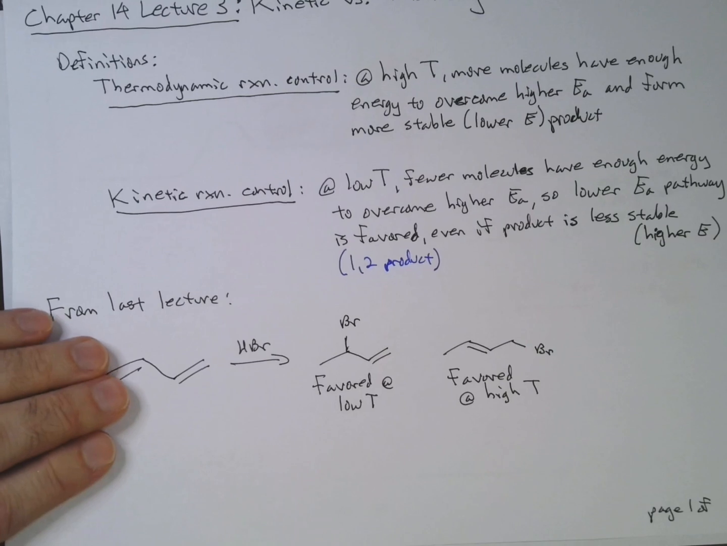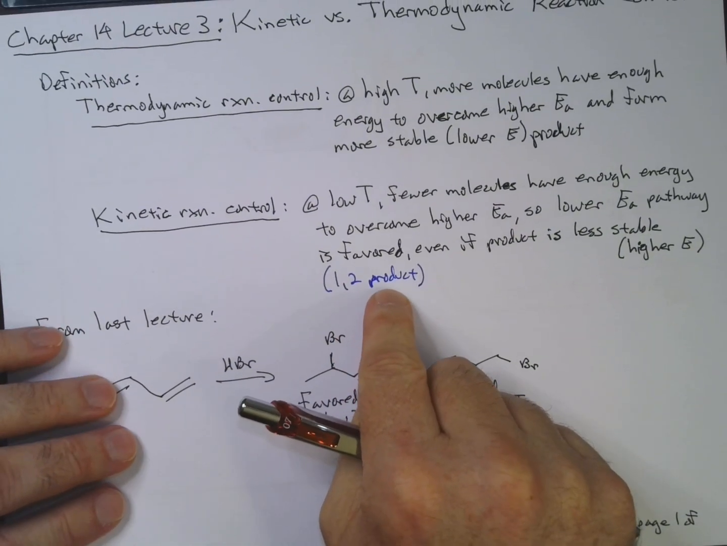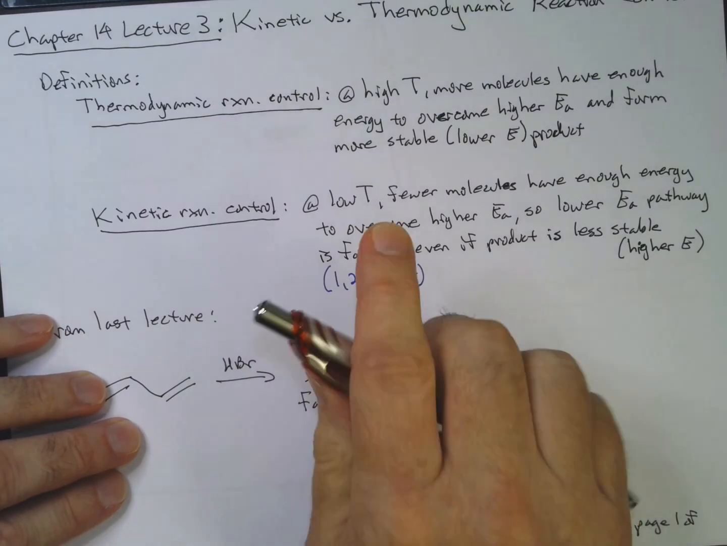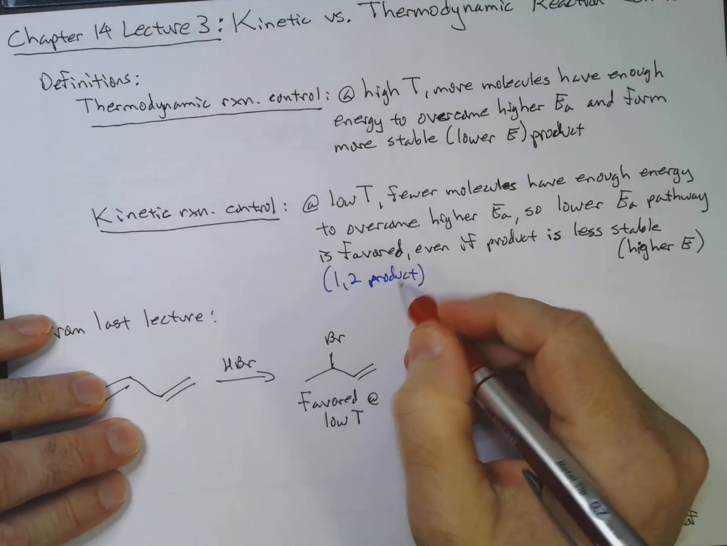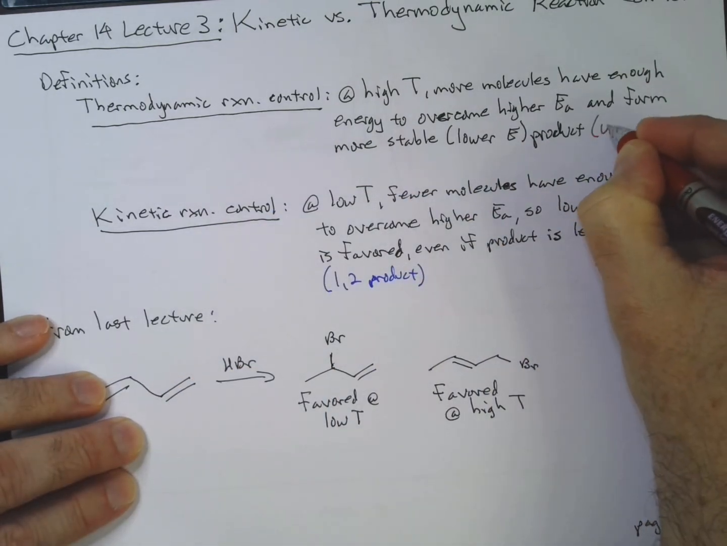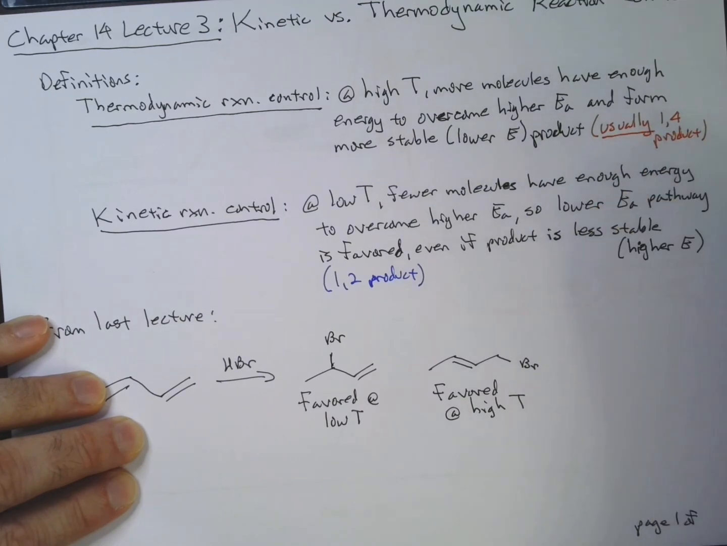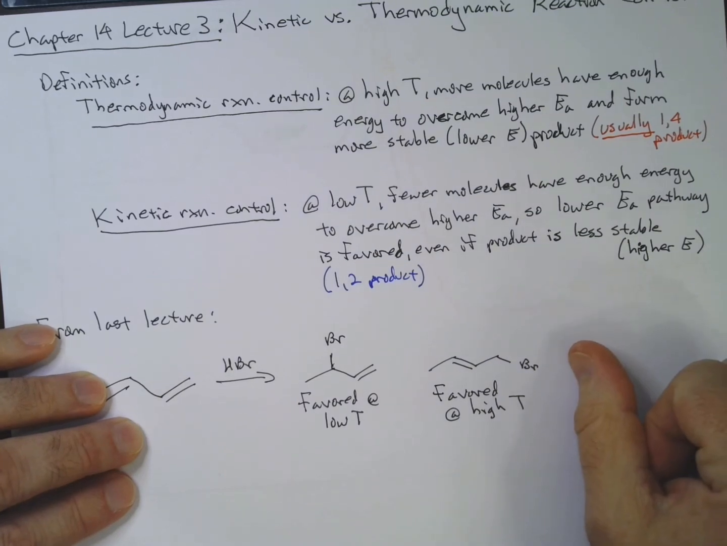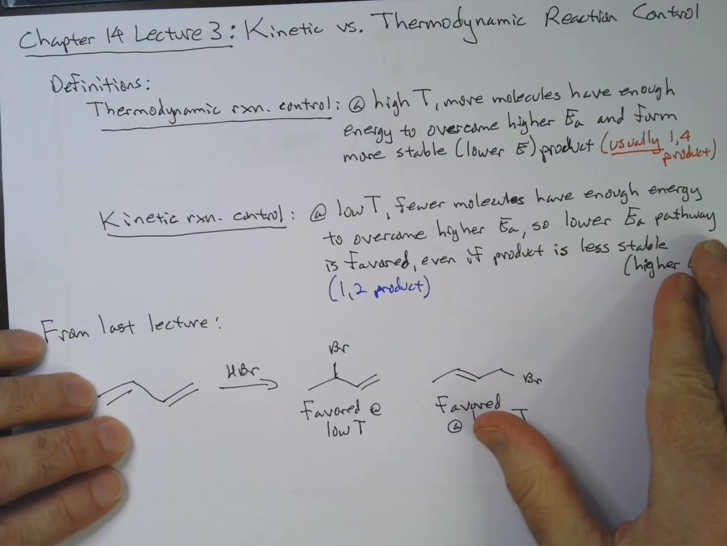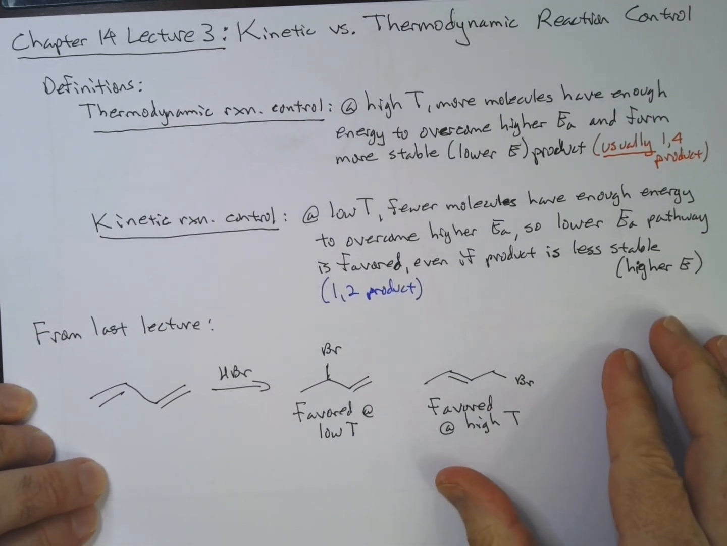So the kinetic product is going to be the 1,2 product. I really can't think of examples where it wouldn't be the 1,2 product. There are some examples for the thermodynamic product where, and I'm going to say usually it's the 1,4 product, but there can be examples where it's not the 1,4 product. And that's something that I think we'll spend some time talking about in lecture when we meet in person.